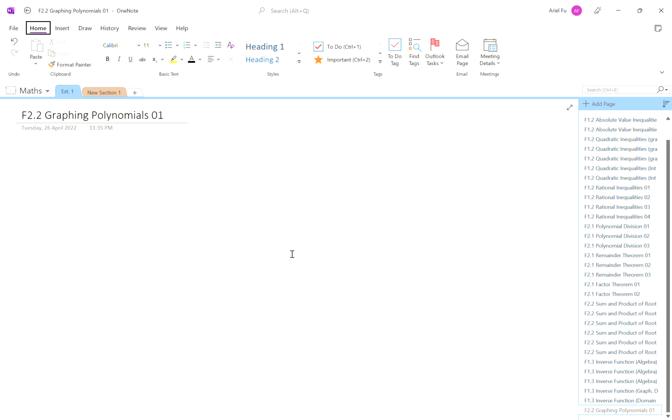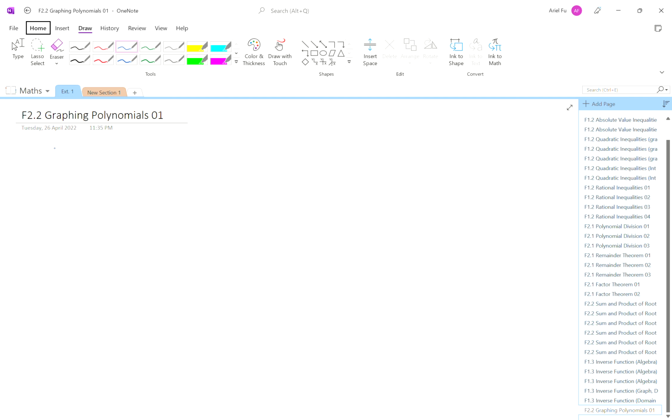To graph polynomials, you need to look at a couple of things. First of all, if I have p of x equals, I don't know, 3x to the power of 5 minus 6x to the power of 2 minus 3x plus 5, whatever. What you need to look at when you graph a polynomial is the leading term. Leading term means the first term. It is also the term with the highest power.